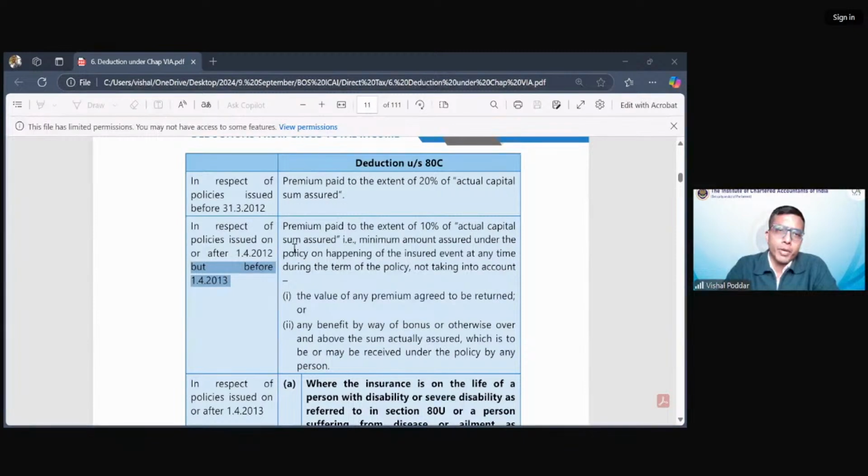What is the amount which I am eligible to claim for this second policy? Answer is 1 lakh. Why 1 lakh? Because the policy is taken after 2012, in my case in 2014, so the maximum amount which I can claim as deduction is 10% of the policy amount. My policy amount is 10 lakhs, and 10% comes to 1 lakh. I have paid 1,20,000, but I cannot exceed this 10%. So for me, the eligible amount is 1 lakh. Correct? I hope this is clear to all.